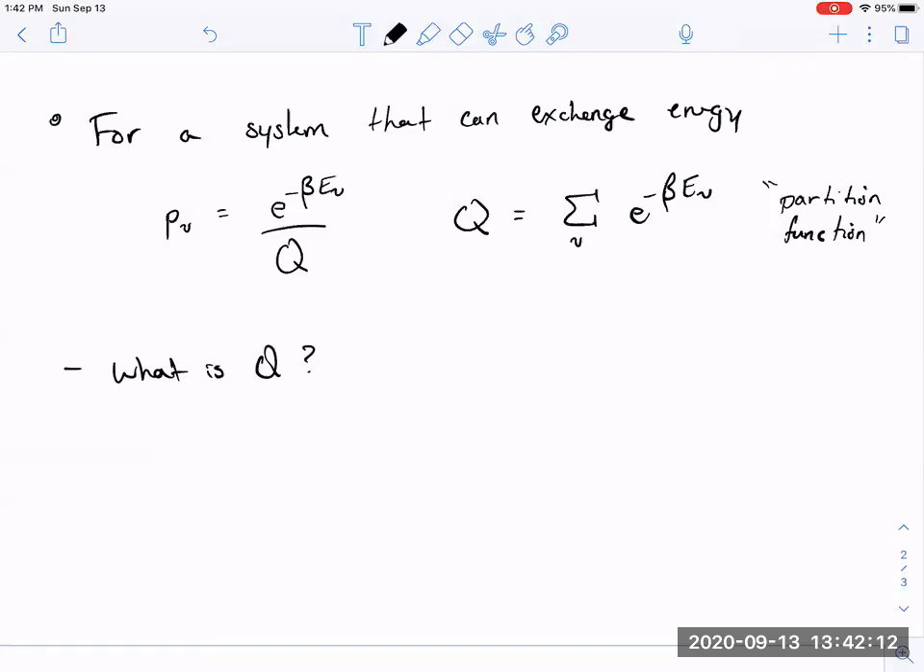So clearly, there's a parameter that enters into the equation for Q. That's beta. I have to tell you beta in order to compute Q. So that is to say it depends on the temperature. It doesn't depend on the microstate. I've summed over the microstates to compute Q. So in fact, Q is itself just a number.